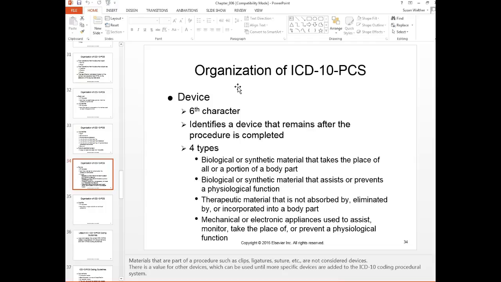Look at figure 6.8. And there is a value for other device and that is the letter Y. And it can be used until more specific devices are added by ICD-10. And we're going to have some major updates to ICD-10 this fall. There has been a moratorium on changing any codes, and I suspect that this fall we will see significant changes to these devices.